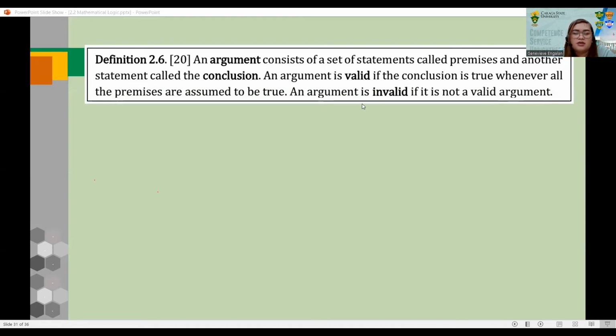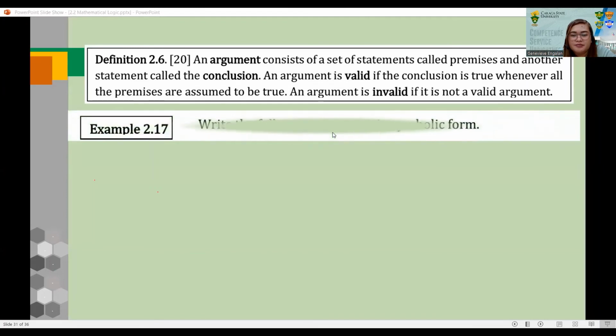Okay, so dapat if we have an argument, ang argument consists of premises and a conclusion. Okay, so ang atong tumong is i-identify or i-determine kung valid ba ang argument. So before that, ato sang i-change to symbolic form ang ato ang mga arguments.